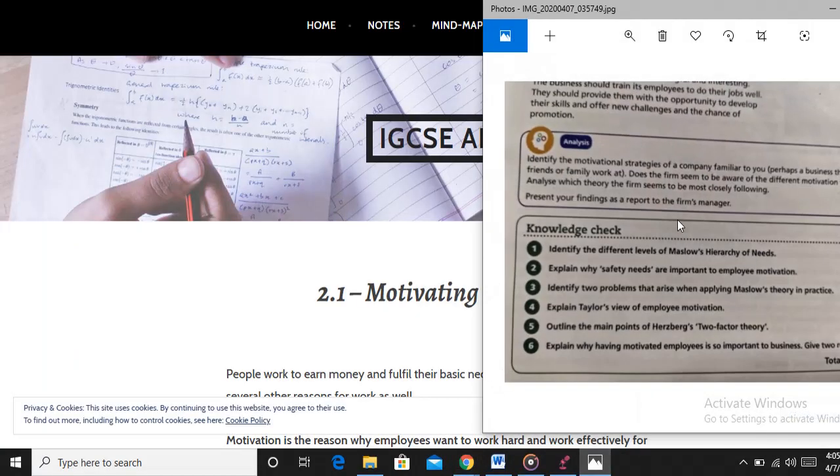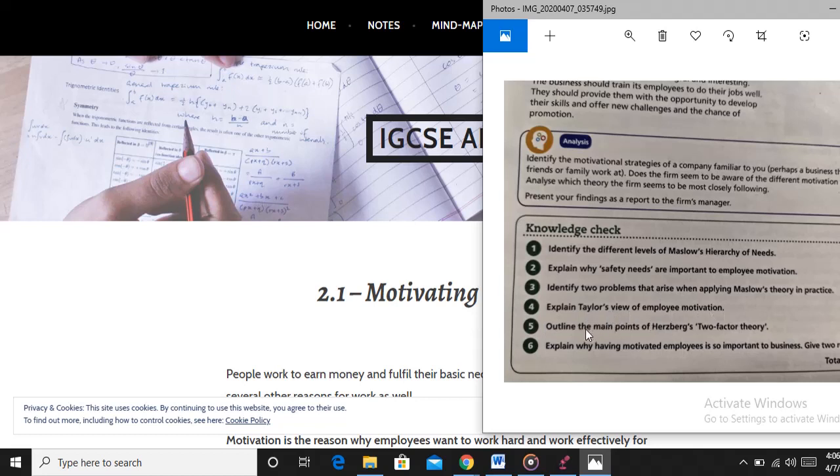Alright guys, here we are with the knowledge check on page 85 about chapter 2, the first topic, which is why motivating employees is so important. The first question is to identify the different levels of Maslow's hierarchy of needs. The second is to explain why safety needs are important to employee motivation. Then identify two problems that arise when applying Maslow's theory in practice, and explain Taylor's view of employee motivation.